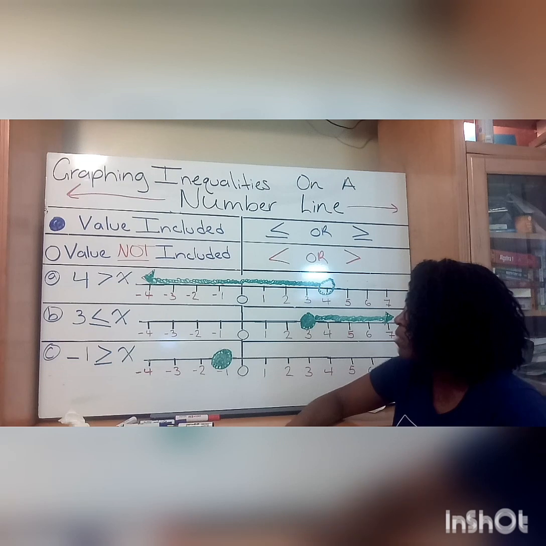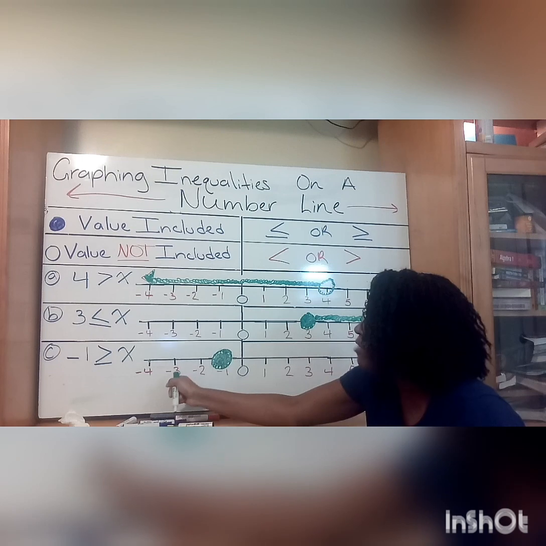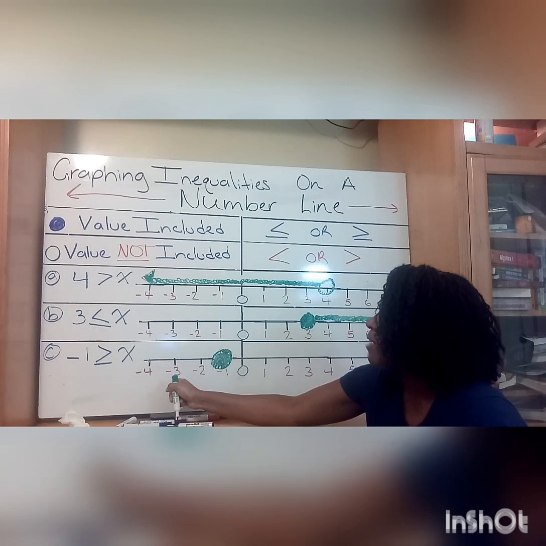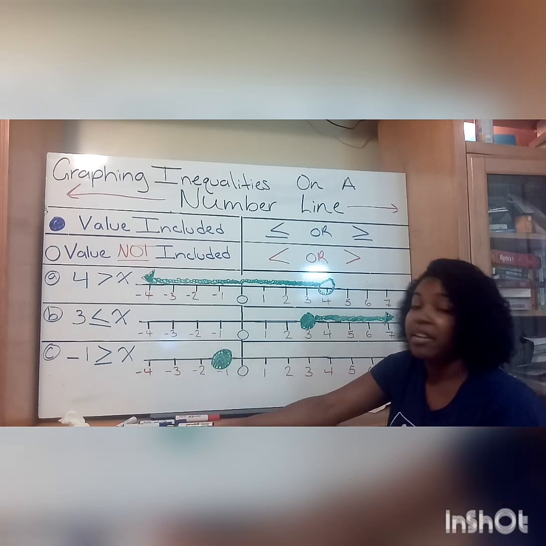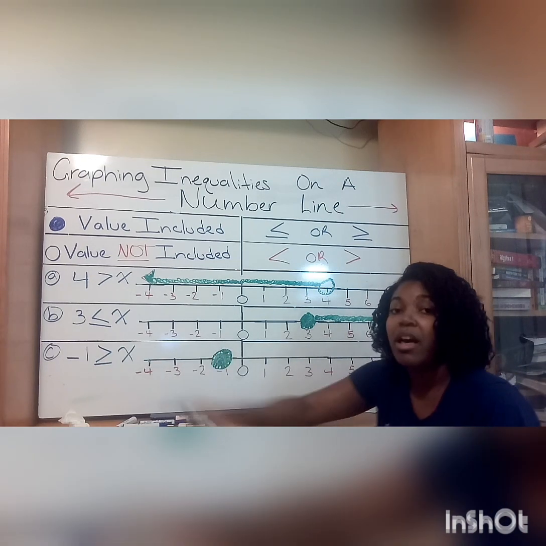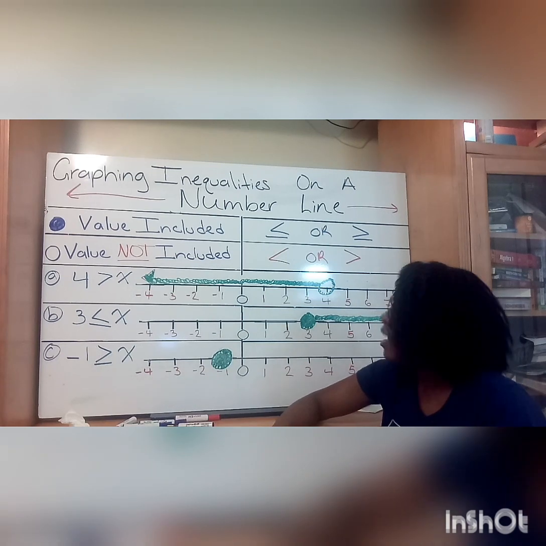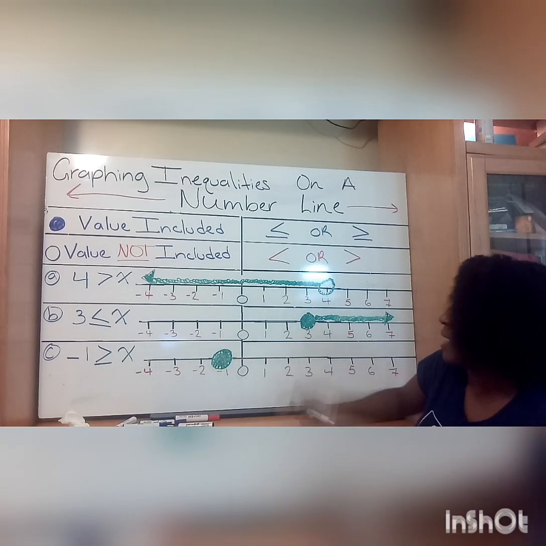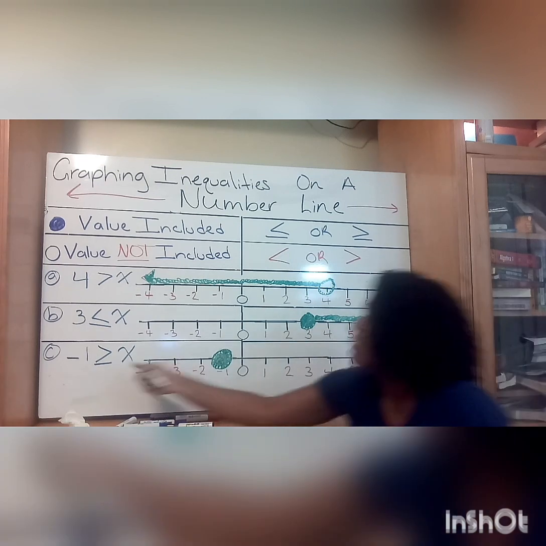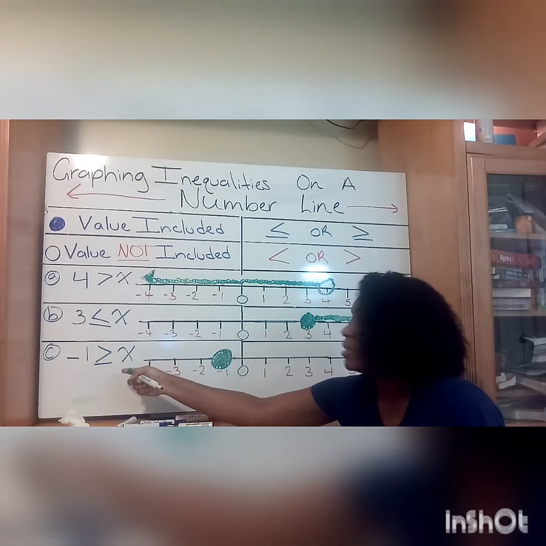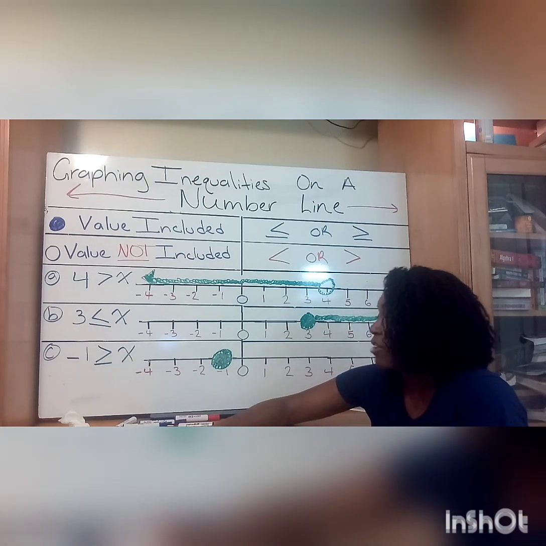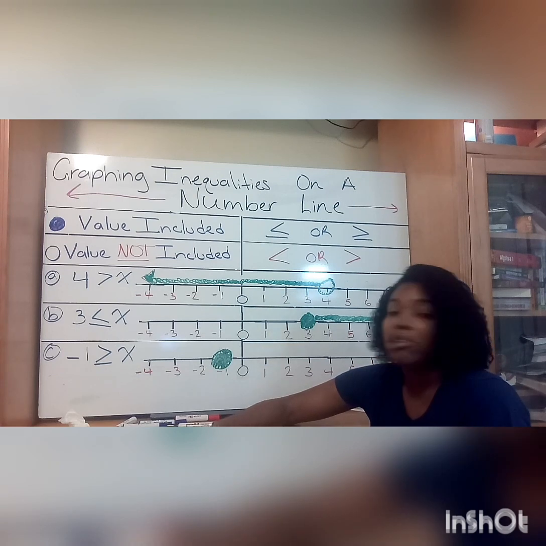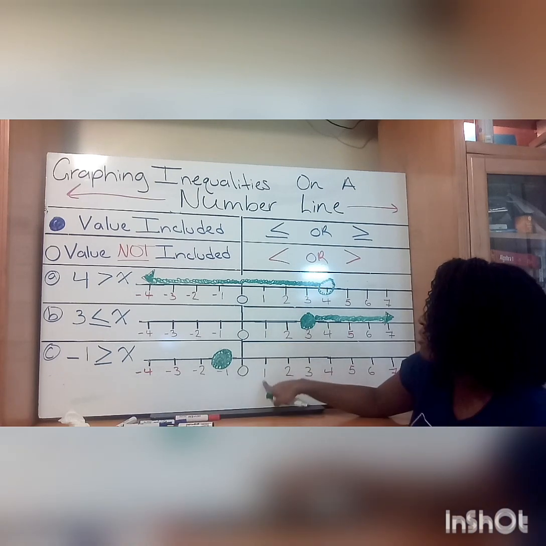So that is true. Let's pick another value to the left, -3. Is -1 greater than or equal to -3? Well, again, -1 might not be equal to -3, but it is greater than -3. So -3 is also a solution that makes that inequality true. If I were to pick a value to the right, say +1, is -1 greater than or equal to +1? Well, it's not greater than +1, and it's also not equal to +1. So this is a false statement.